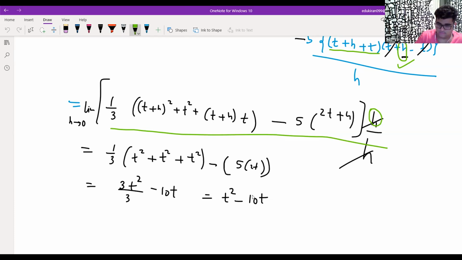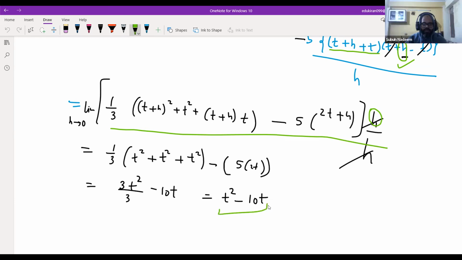So the answer is t square minus 10t. Hmm. So t square minus 20. Yeah. Okay.